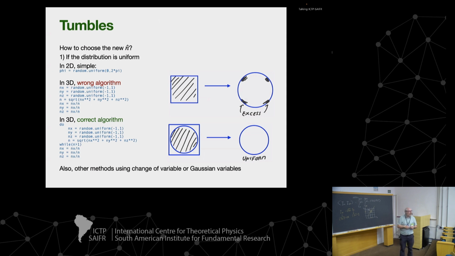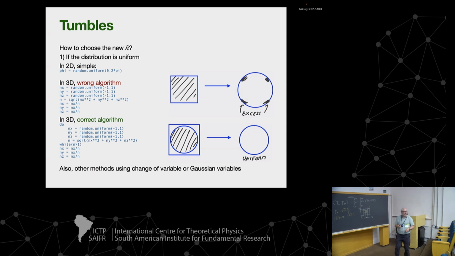Yes? Sorry. Can't you just pick 2 angles, like from 0 to pi and 0 to 2 pi, and find a new direction, like spherical coordinates? Okay, yes. This is another way.